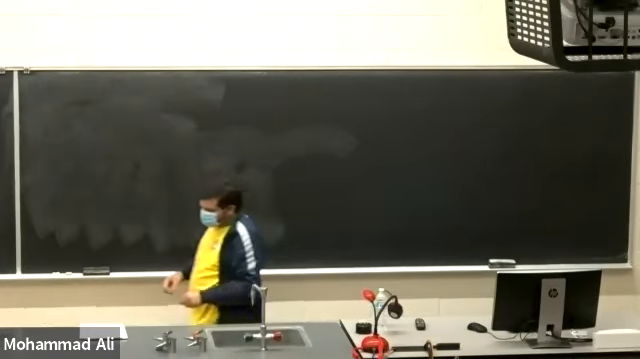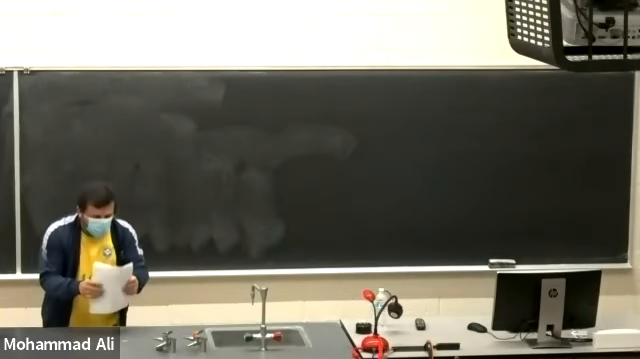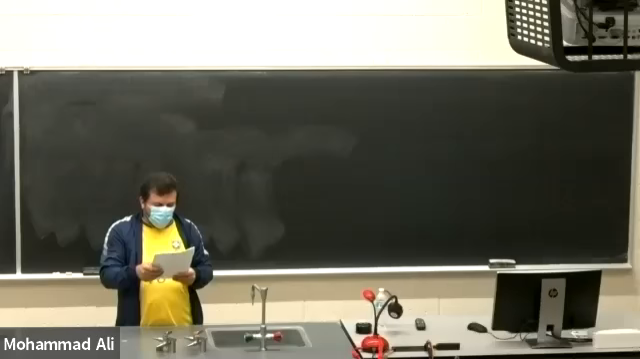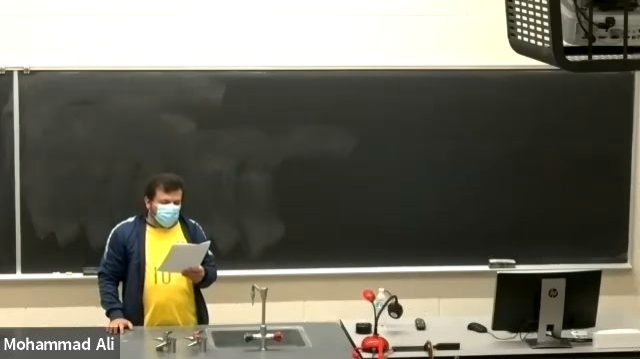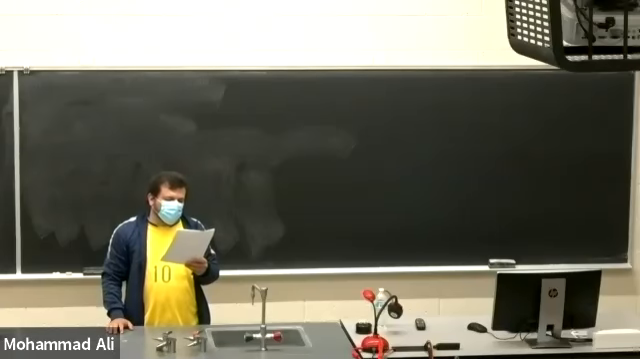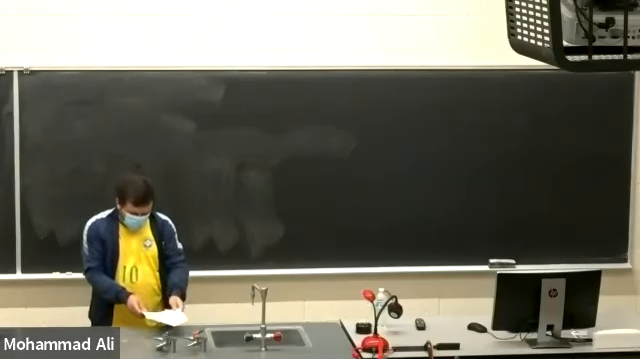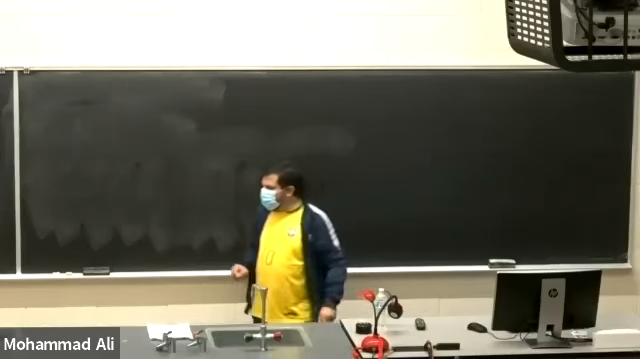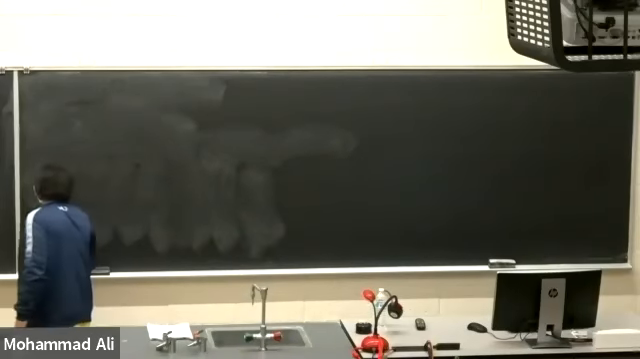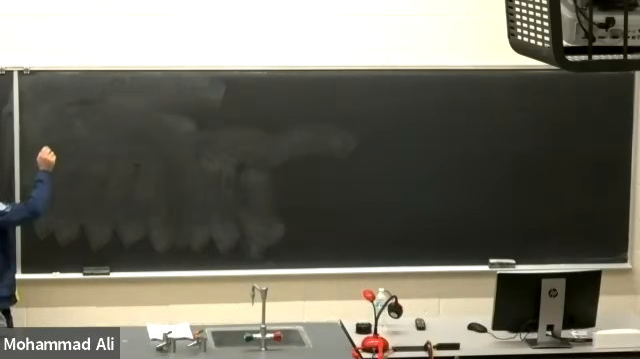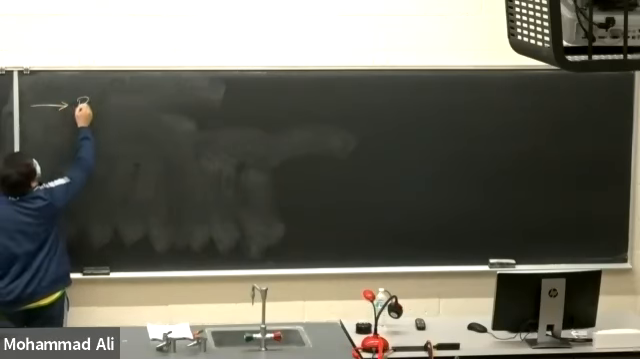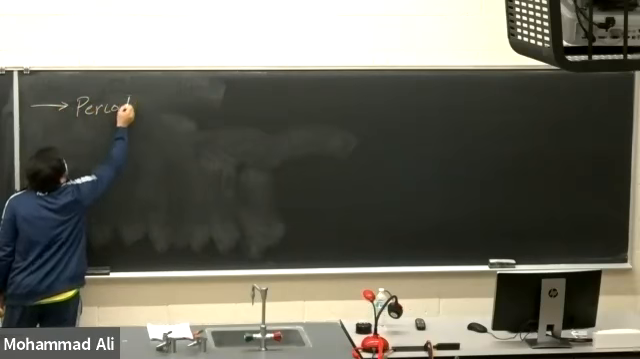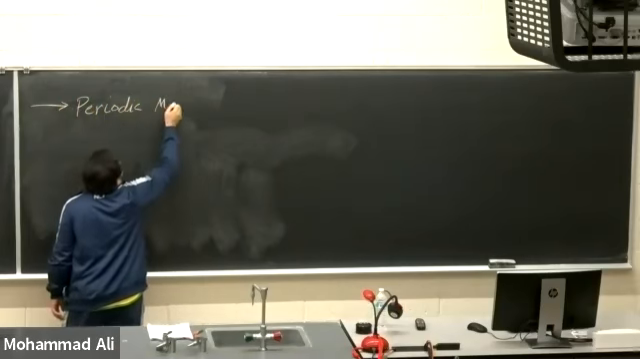As written here, when a body or a moving particle repeats its motion along a definite path after a regular interval of time, its motion is said to be periodic motion. Now we know what periodic motion is.